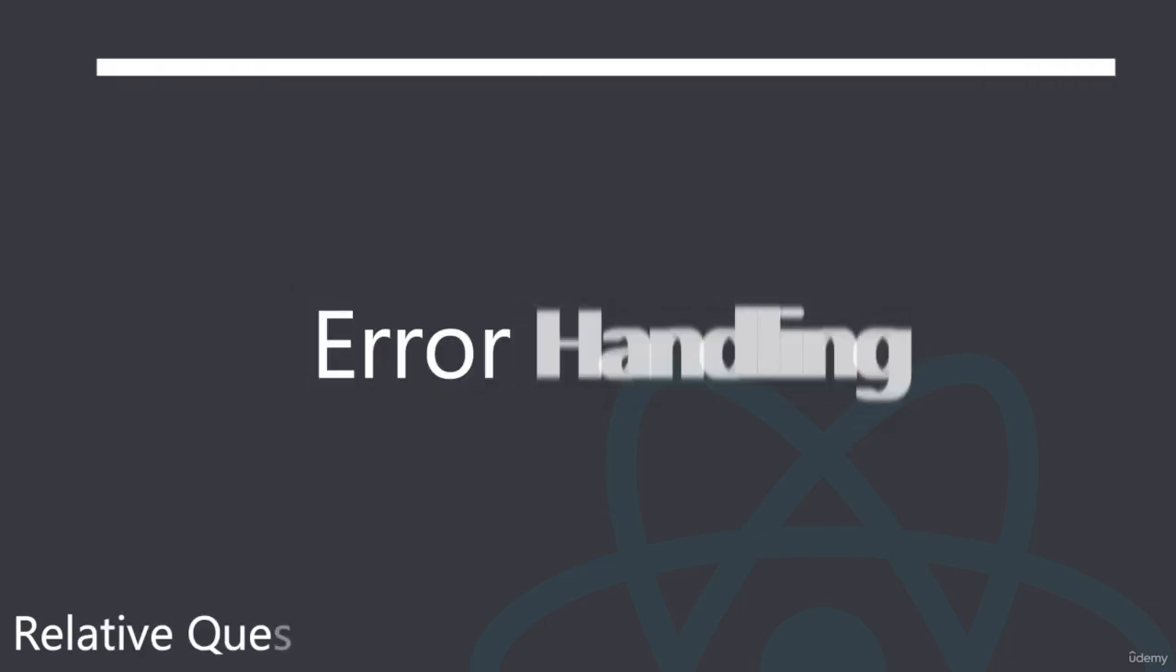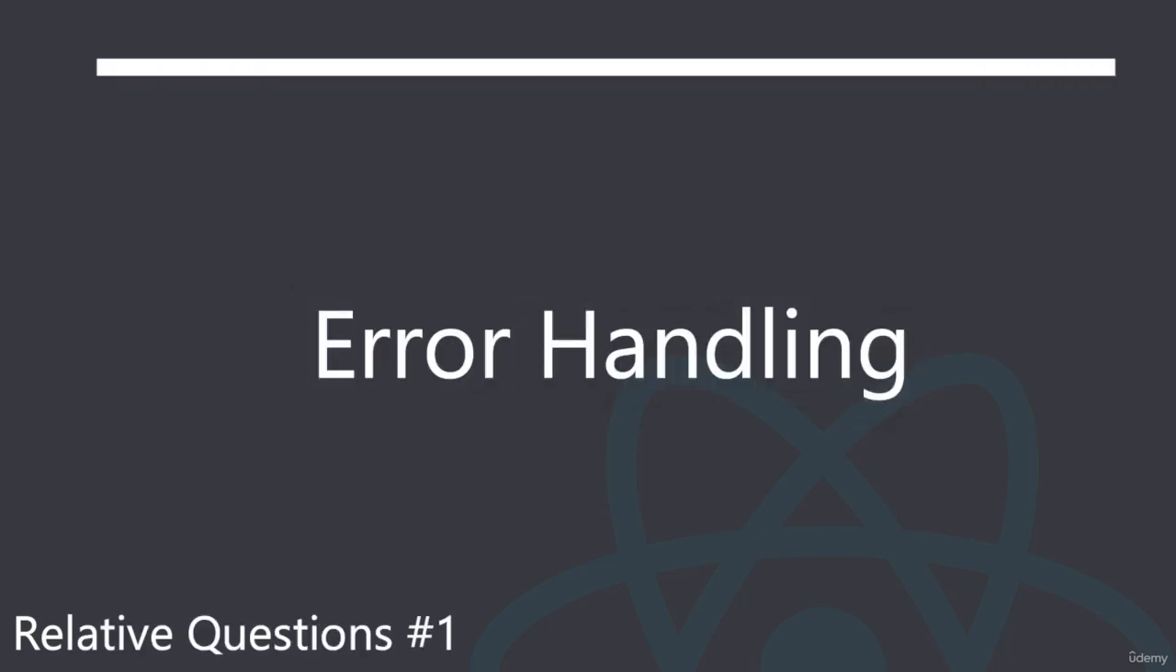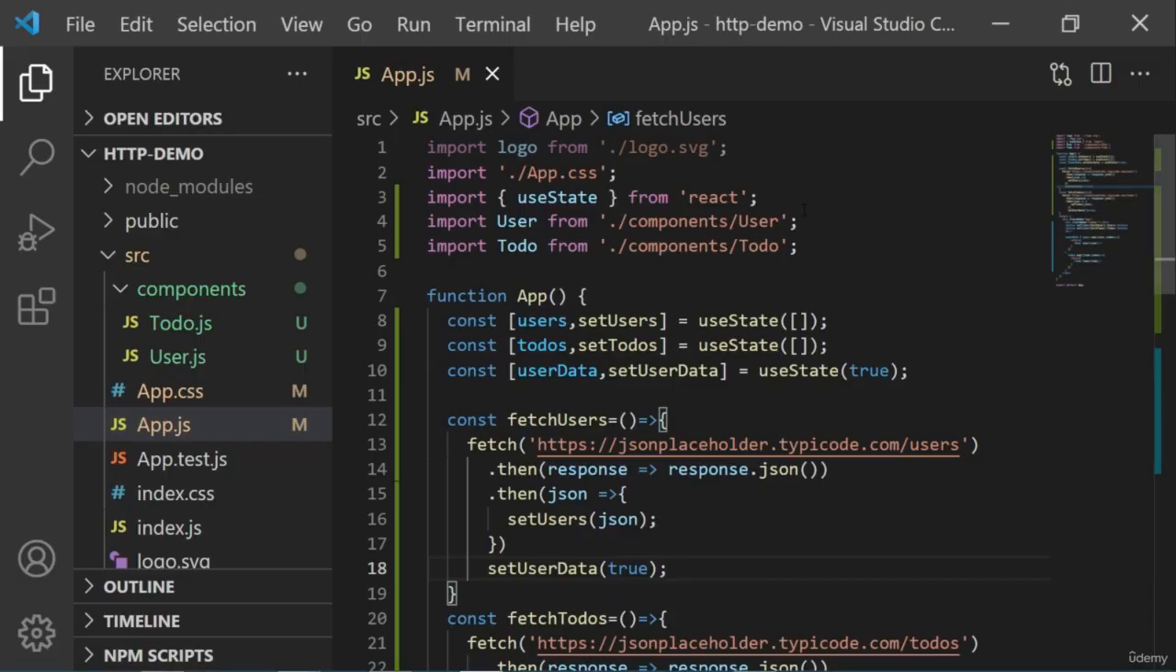Now let's try to create a situation where the REST API or the web service or the server is not available. In that case, there will be an error. We are going to implement some decent error handling in this lecture. Let's first of all create the error situation.